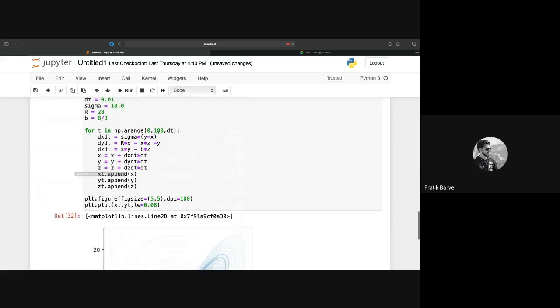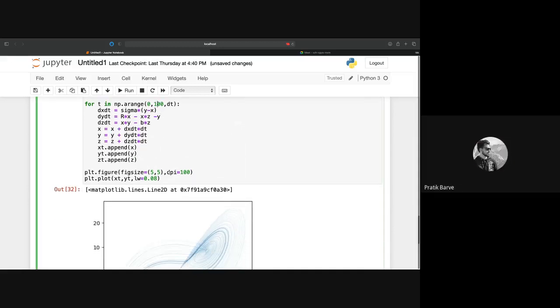So by increasing the time steps, you can show YZ. Yeah, okay. This is XY. I'll put it in subplots so we can see everything side by side.